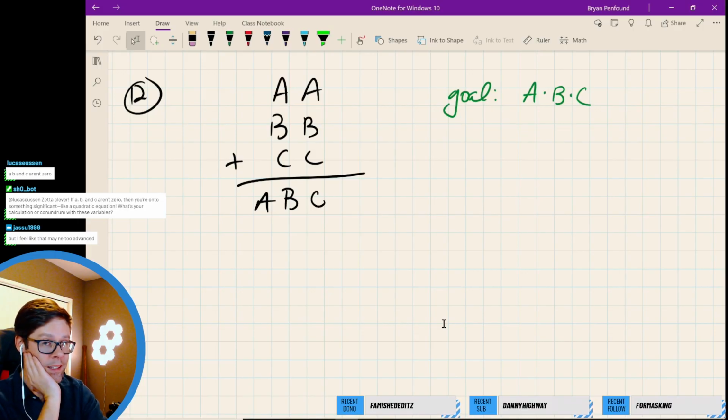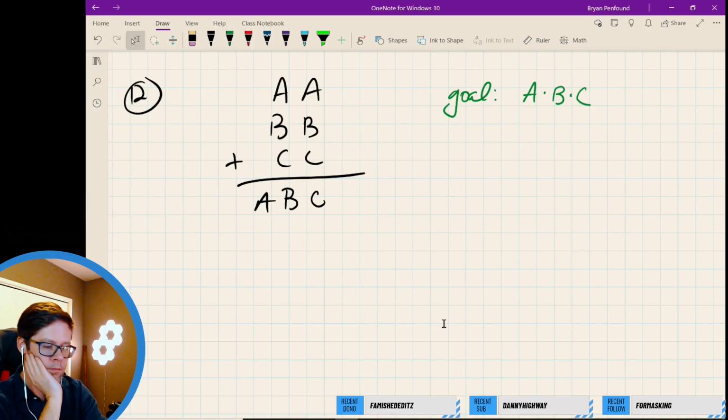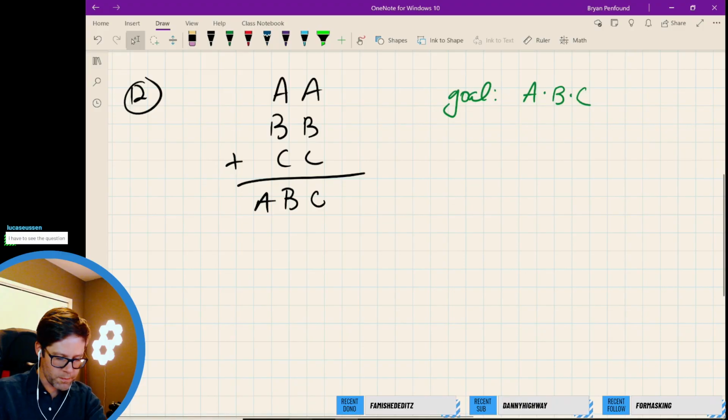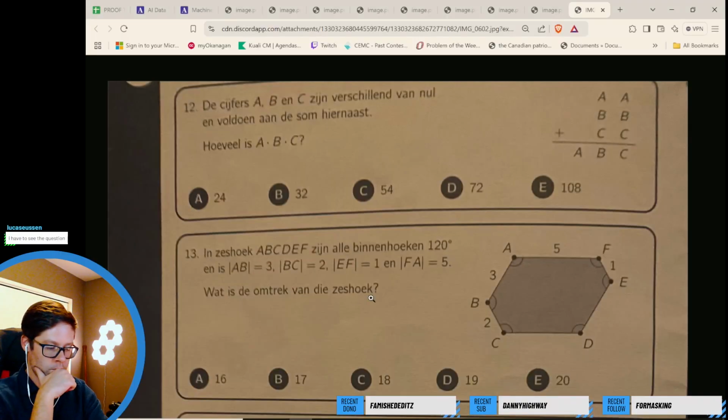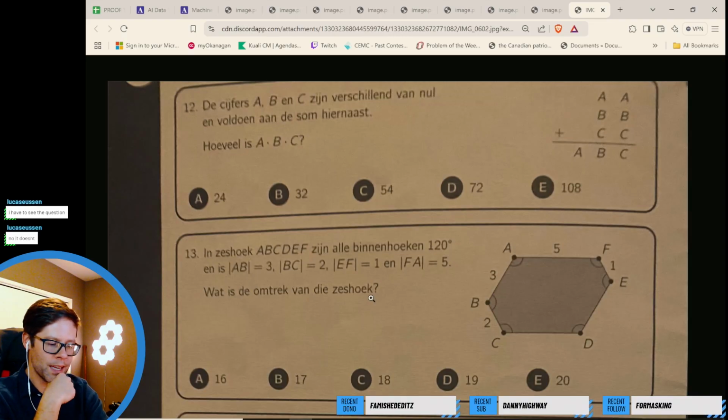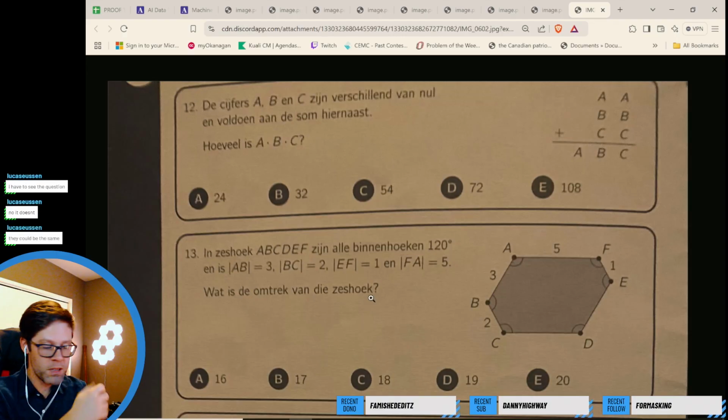Does it say that A, B, and C have to be different numbers? I'm wondering, do A, B, and C have to be different numbers, or could they be the same? Could they be the same? They could be the same, okay.